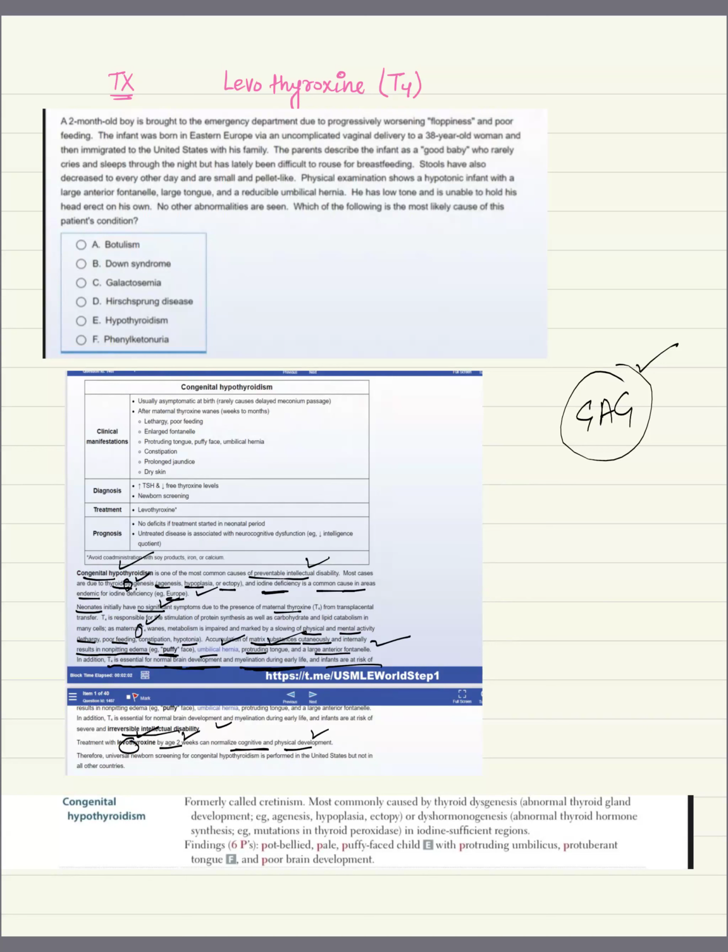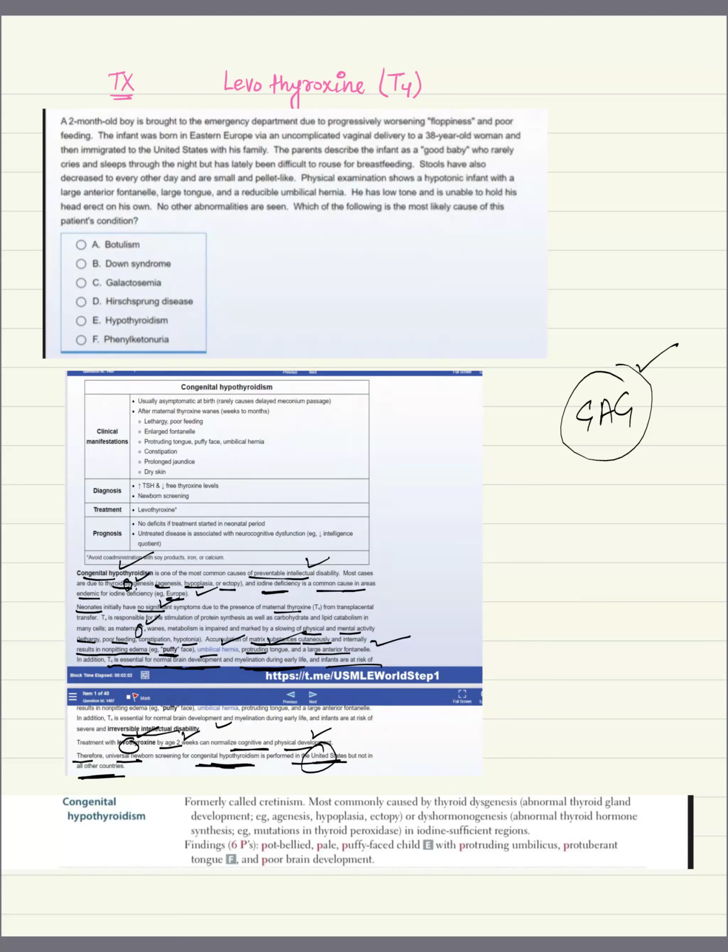Therefore, universal newborn screening for congenital hypothyroidism is performed in the United States, but not in all other countries. I am living in Pakistan, and I have seen many cases where they are not doing newborn screening, but definitely in developed countries they are doing it. It is not done in every country, and some students are from India, some from other countries. They also know about their countries very well.